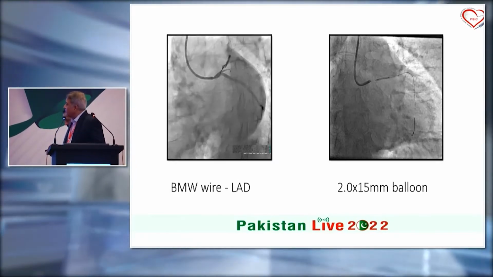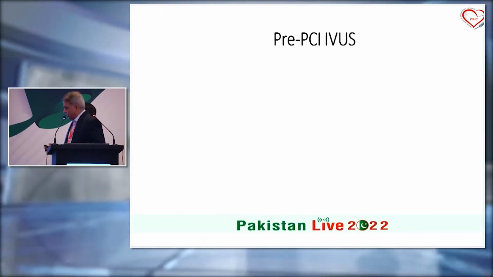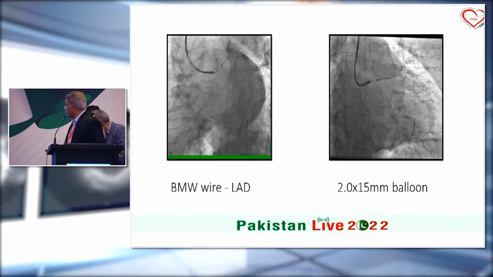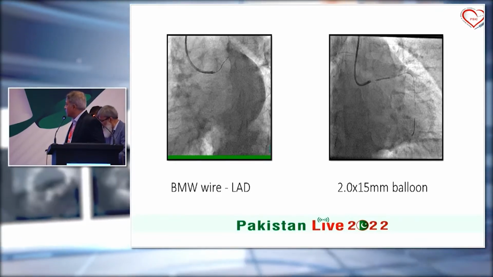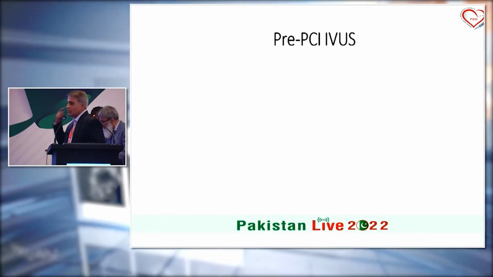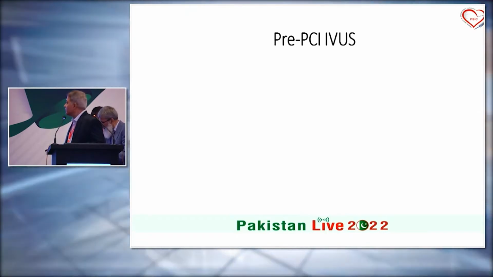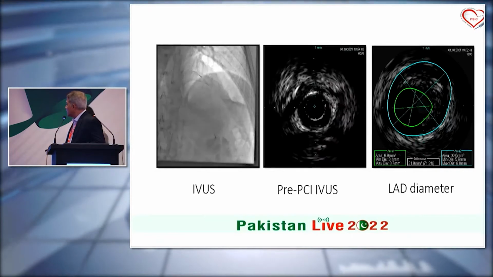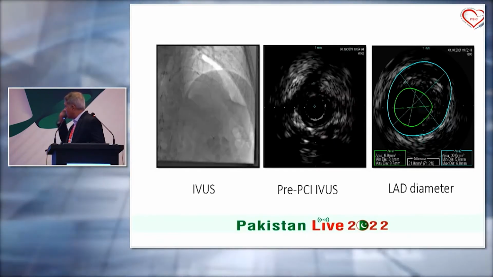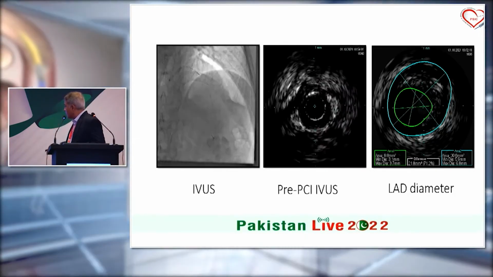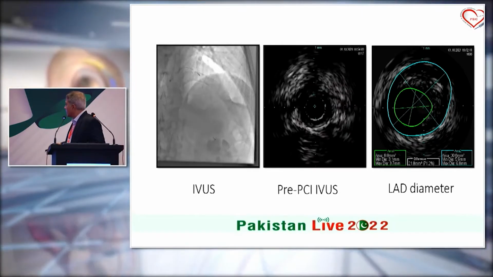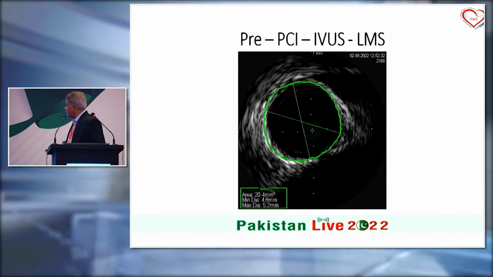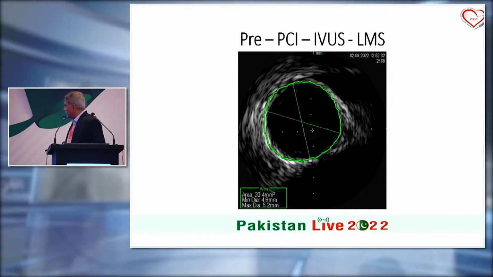What I did, I placed one wire into the distal LAD, a workhorse BMW wire, and the LAD was pre-dilated with a 2.0 by 15 balloon at 16 ATM. Please play the video. IVUS was done, and the reference of the distal part was measured at 3.7 millimeter, and left main IVUS showed an area of 5.2 and minimum area was 4.8.